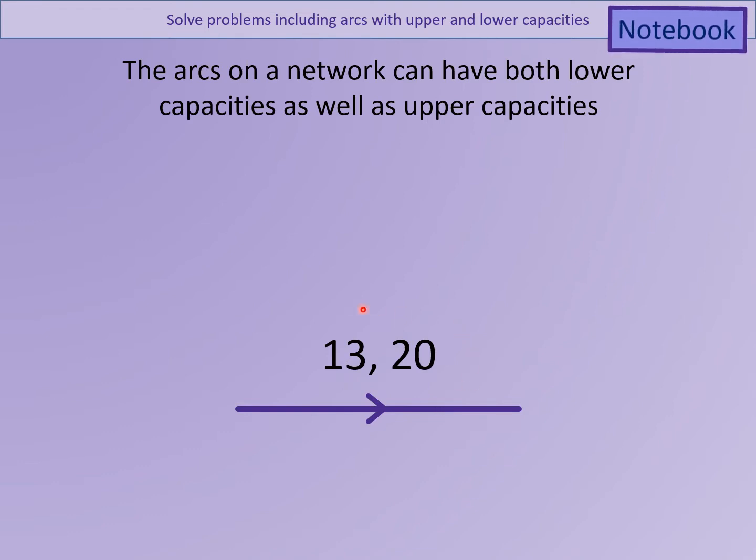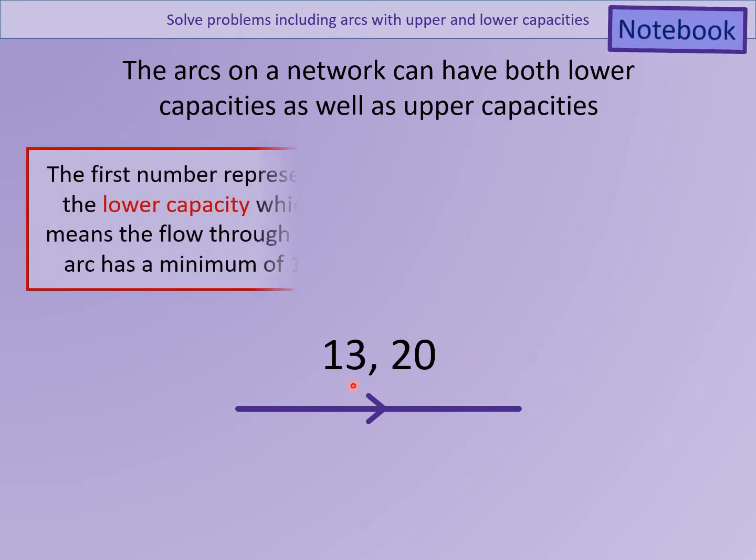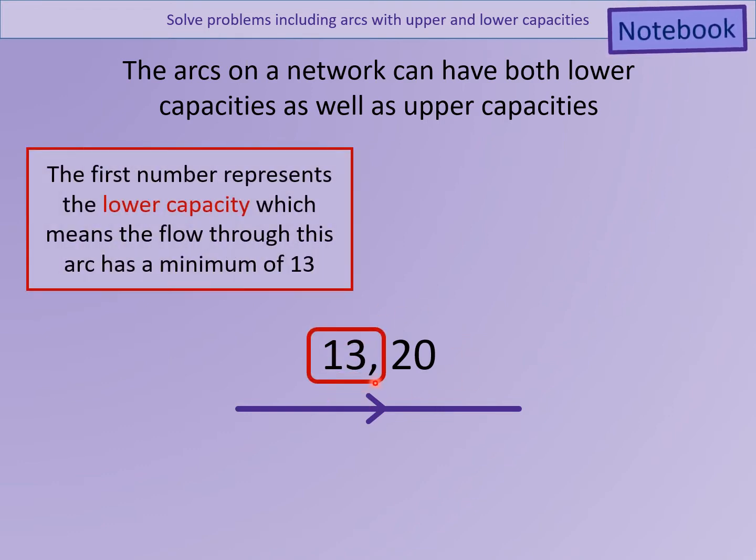Now, in this situation where you have two numbers, you have what we call a lower capacity. The lower capacity is what you can't go below. So along this arc just here, we have to flow 13, whether it's 13 cars per second, per minute maybe, or you've got 13 bar of pressure in a pipe at that given time. It doesn't matter what it is, you can't flow zero through it. It has to have at least 13.